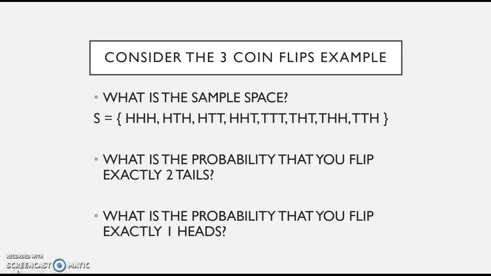In our sample space, we write with brackets. And we have 3 heads. We have heads, tails, heads, heads, tails, tails, and so on. So we have all these different combinations. It turns out we have 8 altogether.